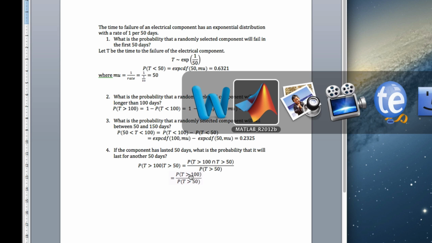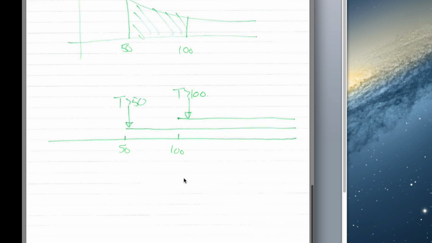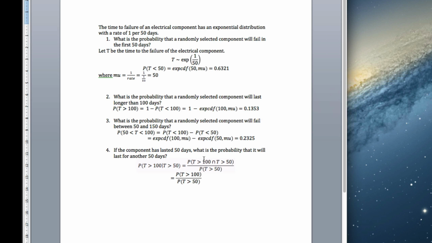Well, I'll look at my diagram. Here's the situation. Here I've got the distances over the times over here. T is greater than 50 is everything along here. These are all the possible points of T being greater than 50. These are all the possible points of T being greater than 100. If both these events are happening, I must be greater than 100. Which is why I've done that.